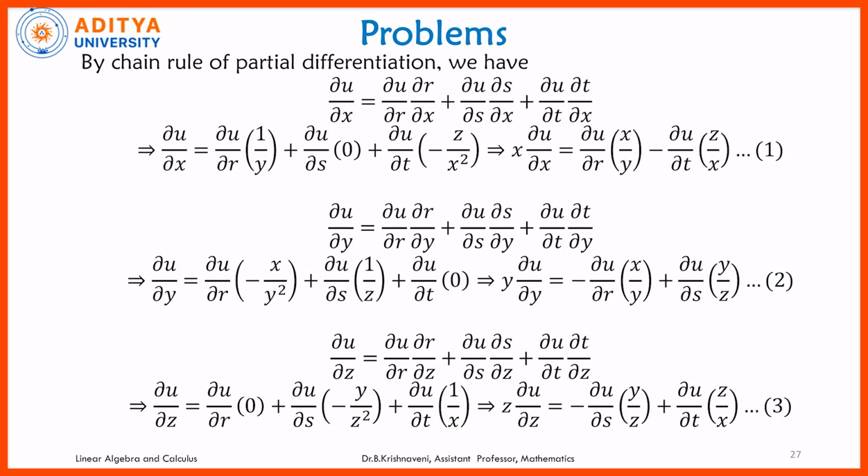Now, apply the chain rule of partial derivatives. First, let us see what dou u by dou x is. Since u is in r, s, t, what are the three functions? r, s, t, and further r, s, t are in terms of x, y, z. So, what is the chain rule with regard to dou u by dou x? Dou u by dou r into dou r by dou x plus dou u by dou s into dou s by dou x plus dou u by dou t into dou t by dou x, which is equal to dou u by dou x is equal to dou u by dou r into dou r by dou x.